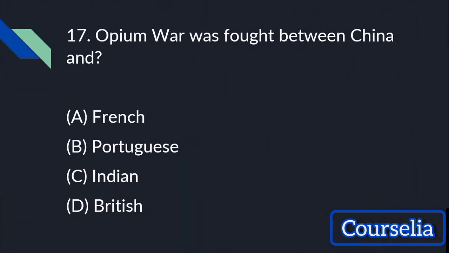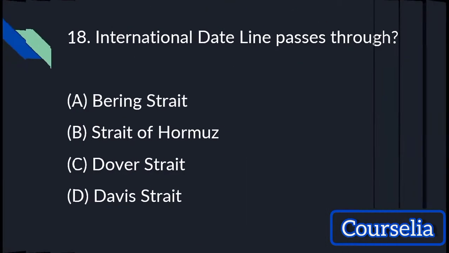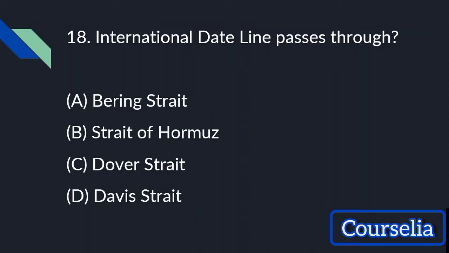Next question is, Opium War was fought between China and French, Portuguese, Indian, British. The answer is British. International date line passes through.